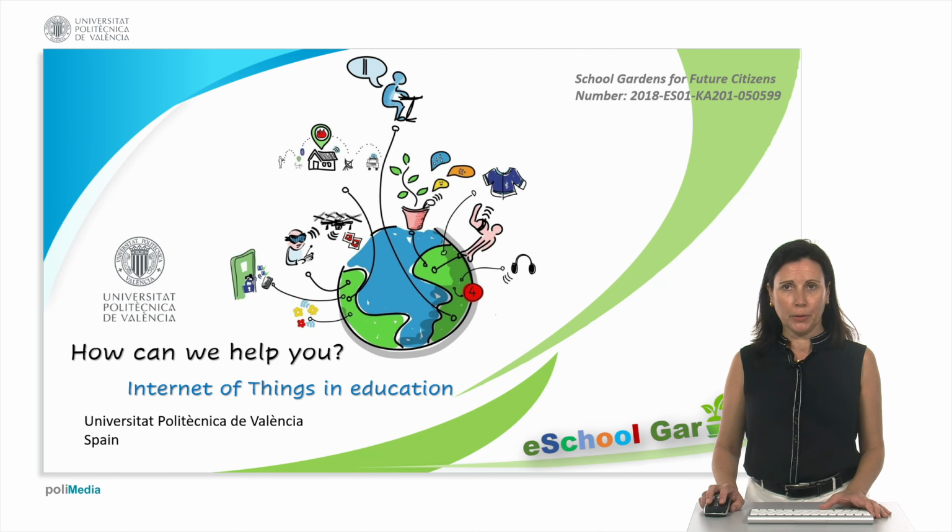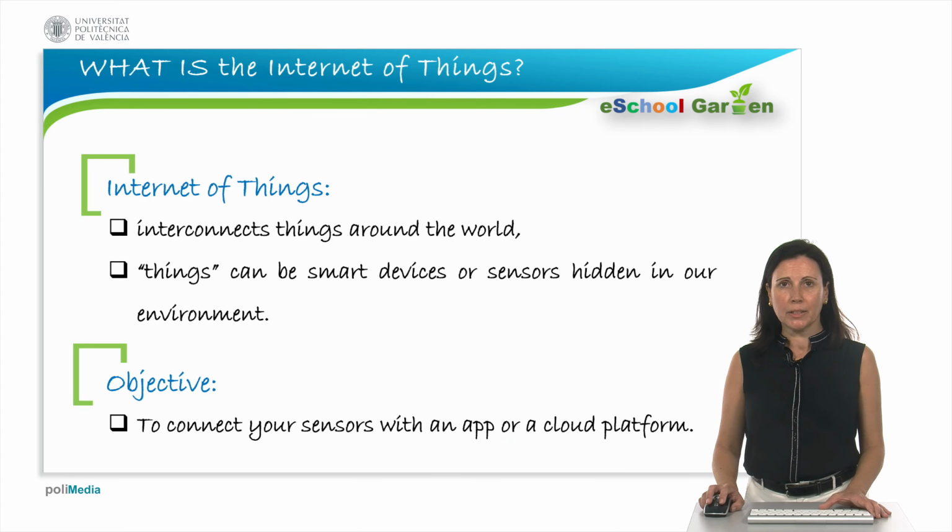I'm going to explain how we have introduced Internet of Things in education in the eSchool Garden project. The project was funded by ERASMUS Key Action 201. The full name was School Gardens for Future Citizens and it started in 2018, number 050599.